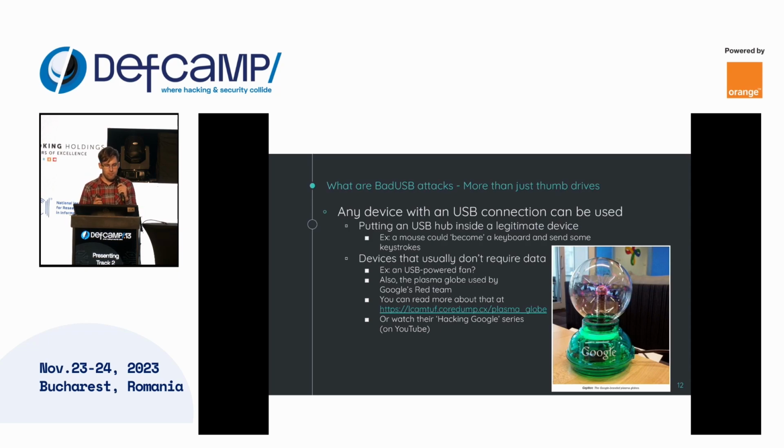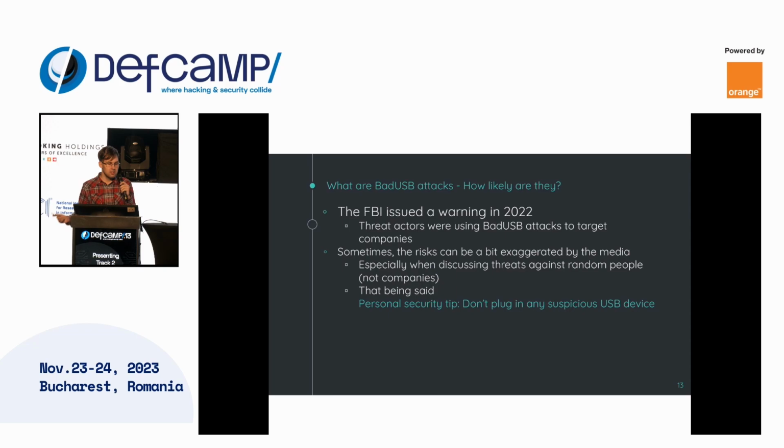Now, how likely are these attacks? Recently, last year, the FBI issued warnings against threat actors and APT groups that started using this kind of attack. They would deliver different USB devices to companies, especially to C-level executives and other high-level employees, like big targets.